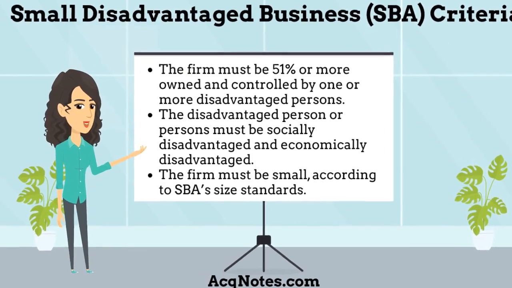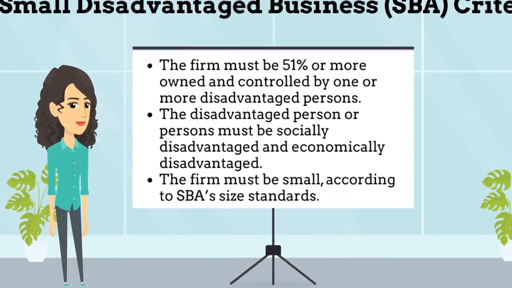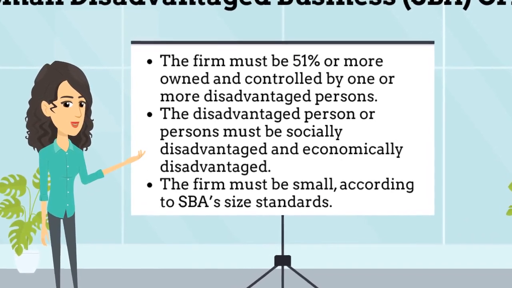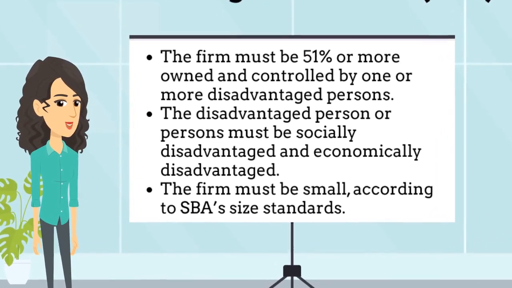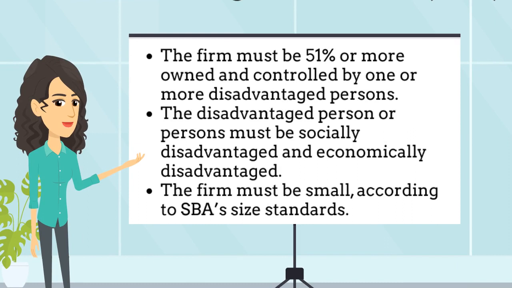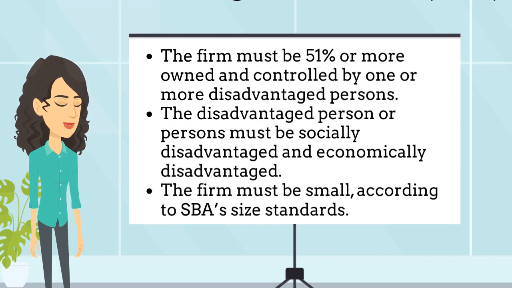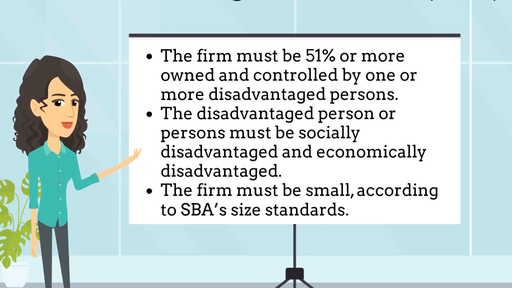What are the small disadvantaged business criteria? You may register your business as a small disadvantaged business if you meet the following criteria. The firm must be 51% or more owned and controlled by one or more disadvantaged persons. The disadvantaged person or persons must be socially disadvantaged and economically disadvantaged. And finally, the firm must be small, according to SBA's size standards.